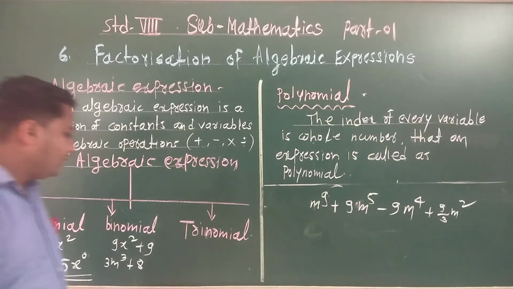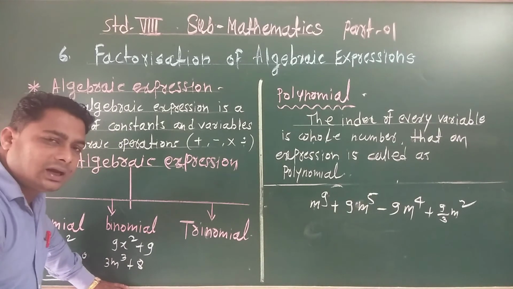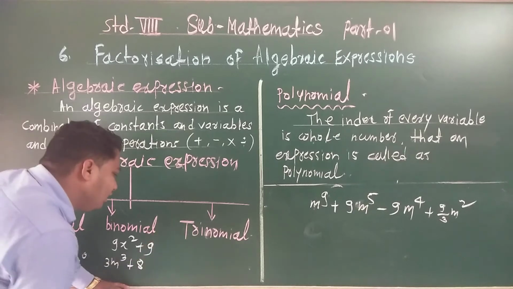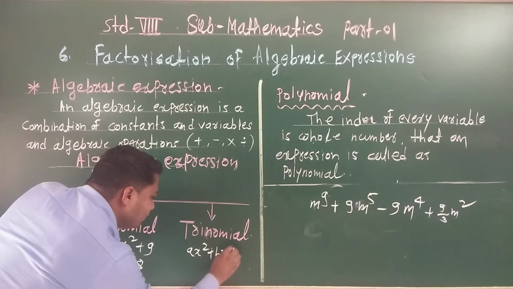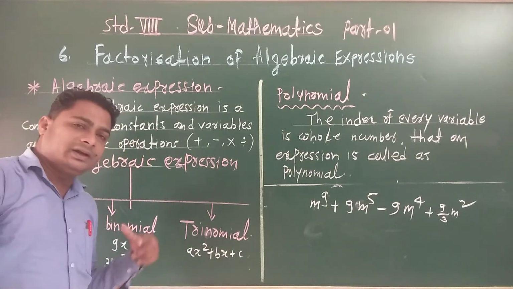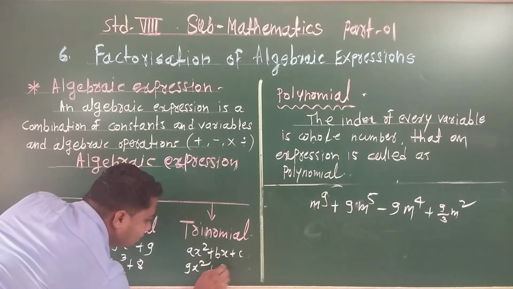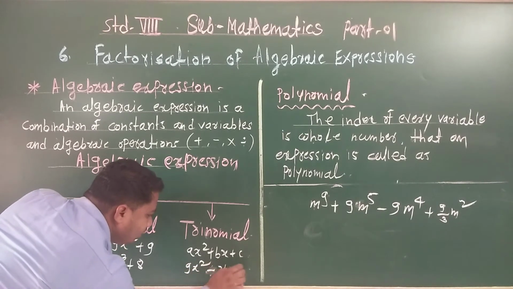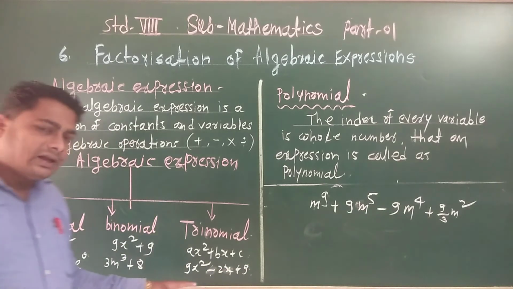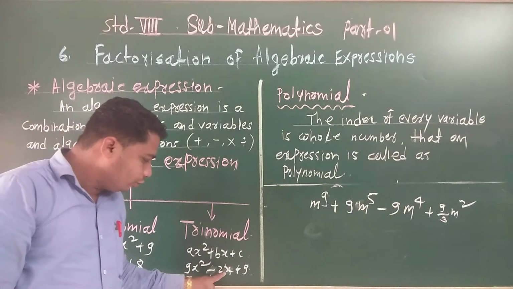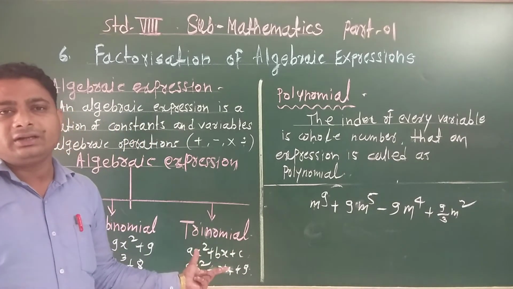And trinomial: a polynomial in which three terms are given is called a trinomial. So that is ax square plus bx plus c. There are three terms. For example, 9x square plus minus 2x plus 9. There are three terms, 1, 2, and 3. So that is called a trinomial.